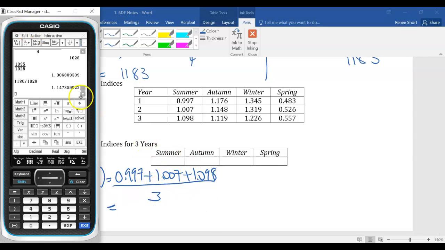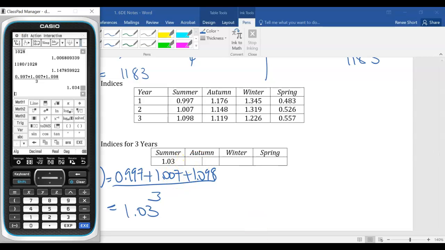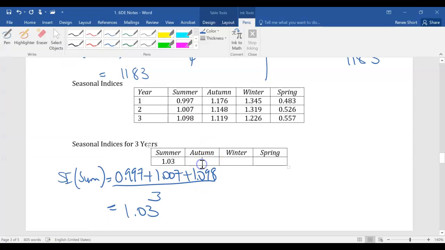So again, if I pop this in my calculator, I get 1.034 there as my seasonal index for summer. And let's just round these to 2 decimal places for us. So I'm going to press stop inking and put 1.03. I would then need to do the same thing for autumn. So 1.176 plus 1.148 plus 1.119, divide that by 3, and I get 1.15 then to 2 decimal places.